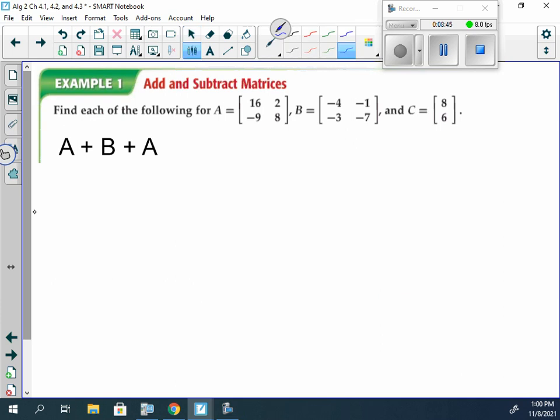Well, let's look at the next one here. A plus B plus A. This works because A and B are both 2 by 2. So this will work.